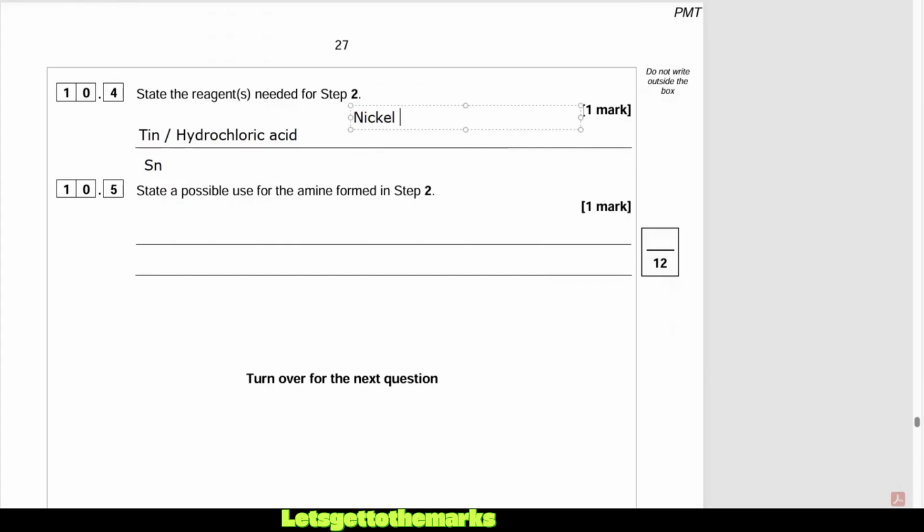So anyway, you can use tin with hydrochloric acid as a reagent to add hydrogen, or you can use nickel or a platinum catalyst, so Pt or Ni, and you use that with hydrogen. And that is the way to add hydrogen and turn your nitro group, your NO2 group, into NH2, into an amine group. And now it says state a possible use for the amine formed in step 2.